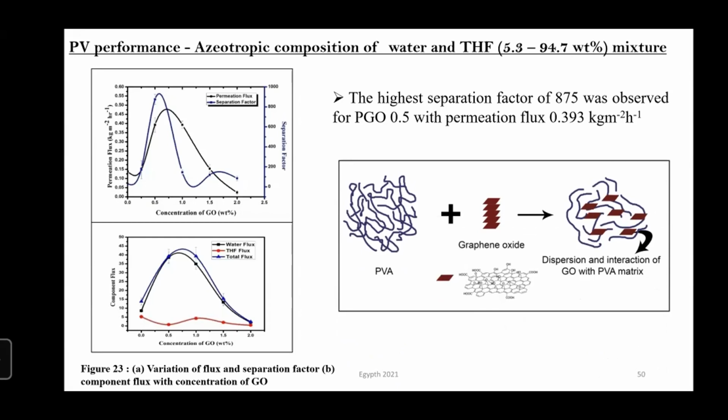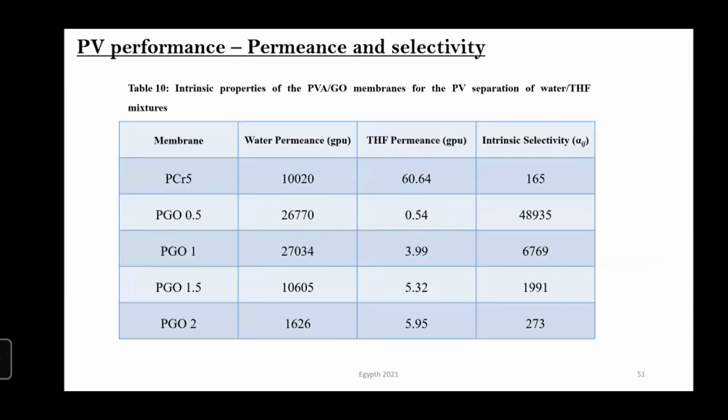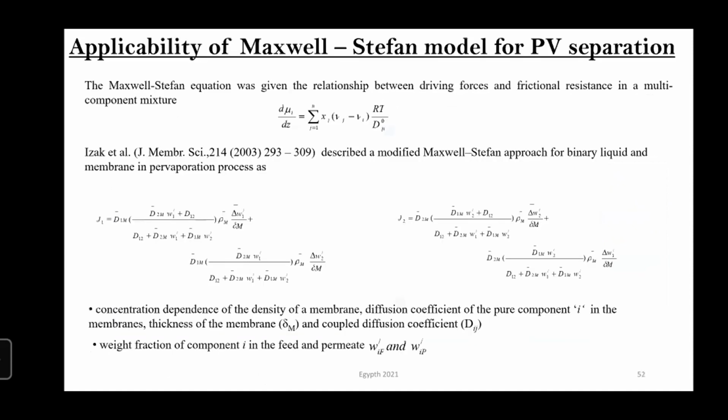So this fine dispersion of the graphene occurs. That's why the separation efficiency of the membrane increases upon filler loading. So we can calculate the water permeance and THF permeance, because water permeance is higher upon filler loading, with a minimum filler loading of 0.58%. So THF flux is low, and that's why its intrinsic selectivity also increases for 0.58% filler loading.